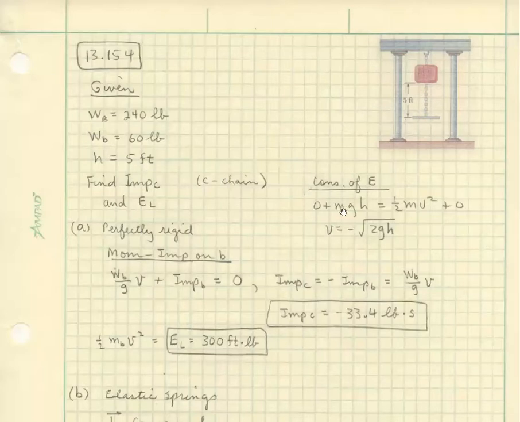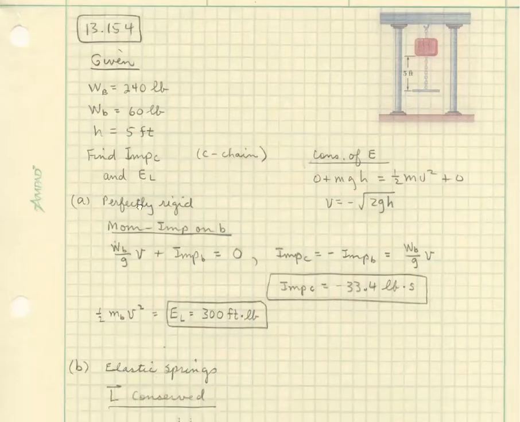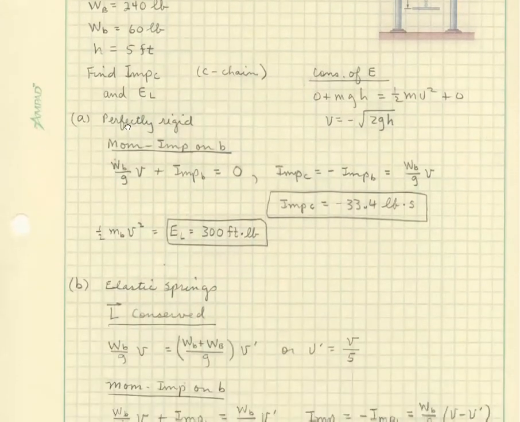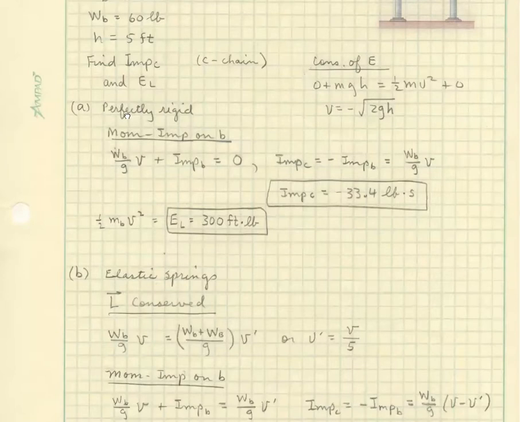So conservation of energy would lead us to the velocity that the block is going to hit the end of the chain with, a speed of square root 2gh, and it's negative because it's downward. We're to find the impulse applied to C, being the chain, and the energy lost. For a perfect collision, a perfectly rigid beam in the first place, in part A, and then for elastic springs in part B.